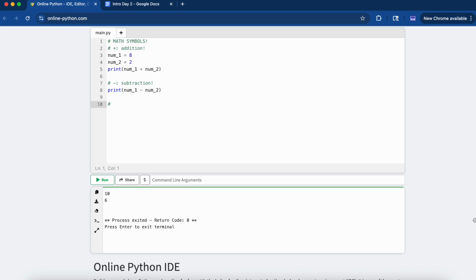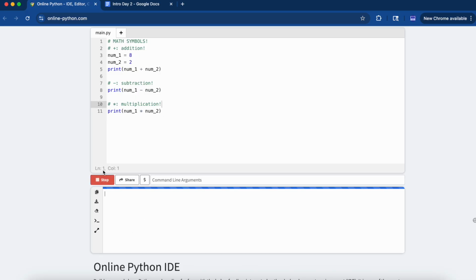Now let's try out multiplication. Now, this is where the symbols get a little not so intuitive. First off, we have the asterisk that you get when you do Shift and 8 on most computers for multiplication. And now, if we tried to print num1 times num2, we would get the product of both of those.